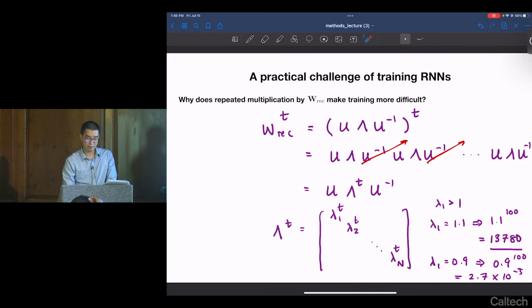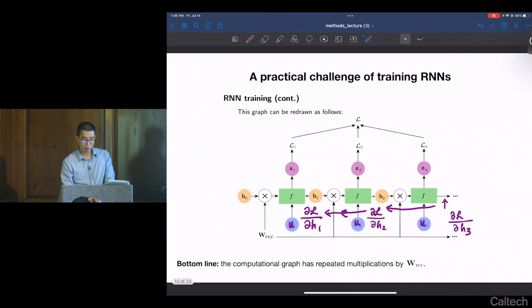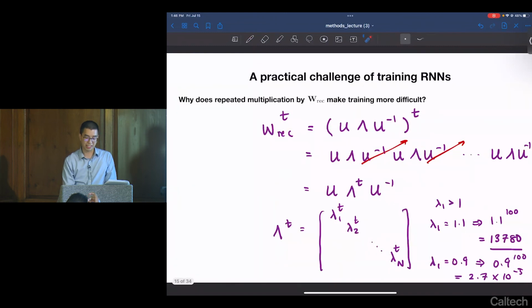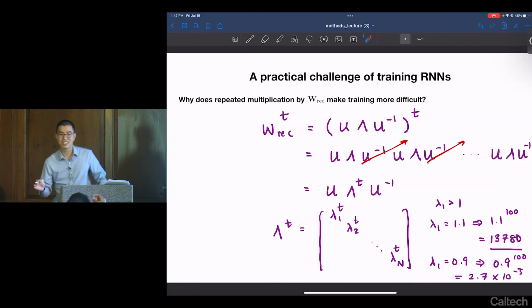And because for recurrent neural networks, you're backpropagating through the same W recurrent over and over again, that will lead to what is called the fundamental problem of deep learning, that your gradients either explode or they vanish to zero. Right? Any questions here?